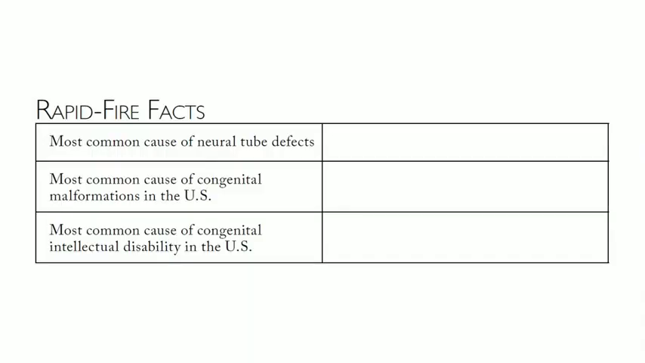The most common cause of neural tube defects is folate deficiency. That's the most common vitamin deficiency overall in the U.S. The most common cause of congenital malformations in the U.S. is alcohol use during pregnancy. And the most common cause of congenital intellectual disability in the U.S. is fetal alcohol syndrome.